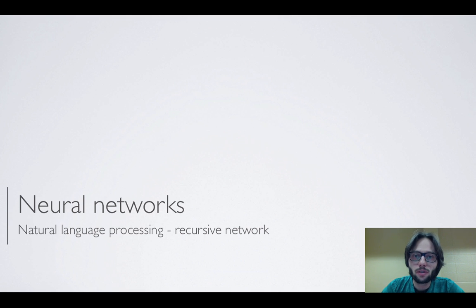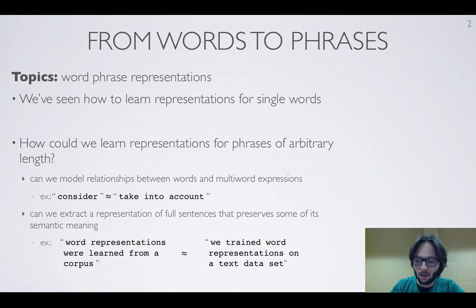In this video, we'll introduce a different type of neural network for natural language processing, known as a recursive neural network. So here we'll start interesting ourselves with the problem of learning representations, but not just for single words, but also for multiple words, say phrases or sentences. Specifically, we'd like to be able to learn a representation of phrases of essentially arbitrary length.